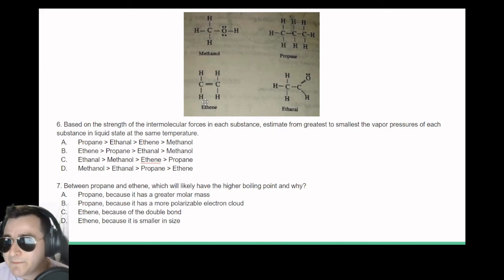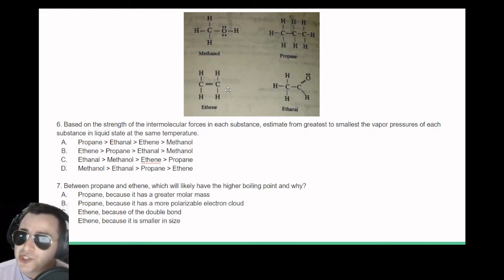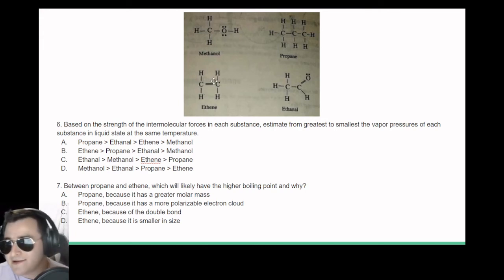Where kids might get baited is that double bond. But what you have to realize is that when something is boiling, this double bond doesn't matter. I'm not breaking bonds. I'm breaking attractions between the molecules. That's the difference between intramolecular forces and intermolecular forces. So many would look at that double bond and go, oh man, that's going to be a tough nut to crack. And you're right. But I'm not cracking that nut!